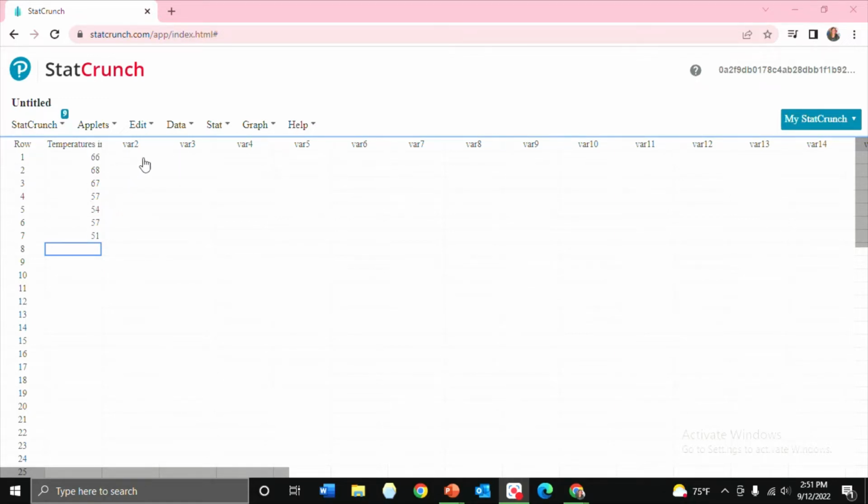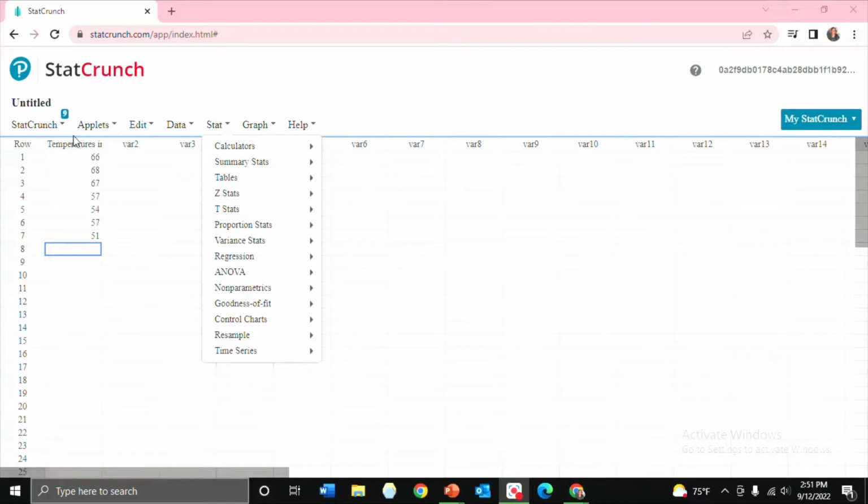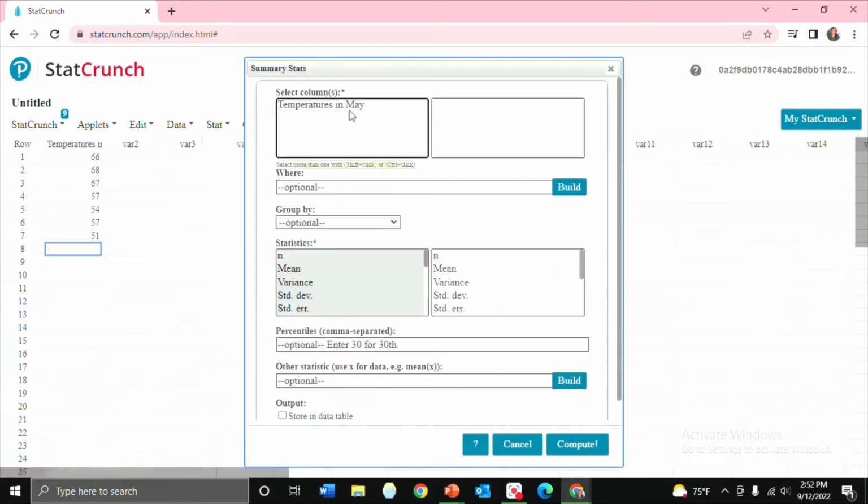So let's start with the mean. If we wanted to find the average temperature in May, how could we do that using StatCrunch? You're going to come over here to Stat. And of course, you have to put in your raw data first. Go to Summary Statistics, because all of these things we're talking about are summary statistics. You'll choose Column because we have our data going up and down in the column. The variable we want to select is temperatures in May.